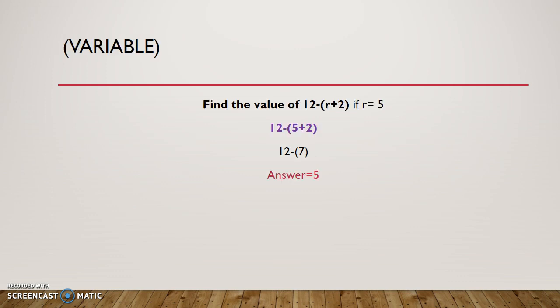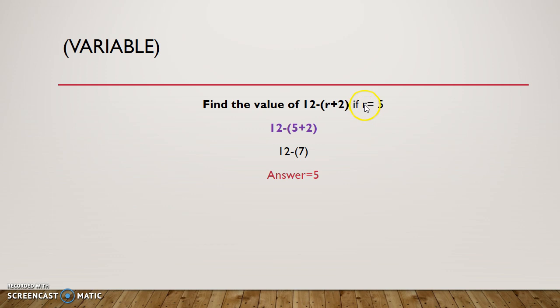Now, let's take a look at this one. There's something different. We have a variable here. Now, in some of the problems that you're going to see as we're working through the next few days, it's going to give you the value of your variable. So this question says, find the value of 12 minus (r plus 2) if r equals 5. So all you do is plug and chug.